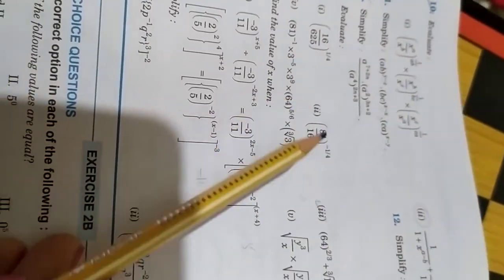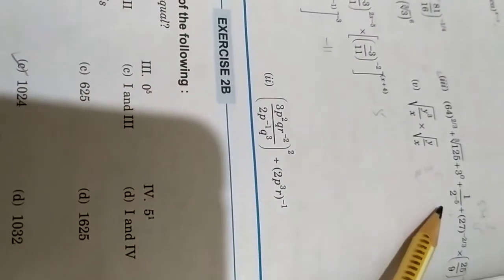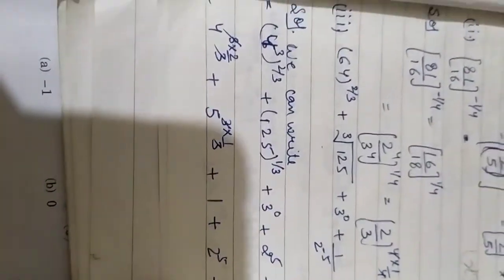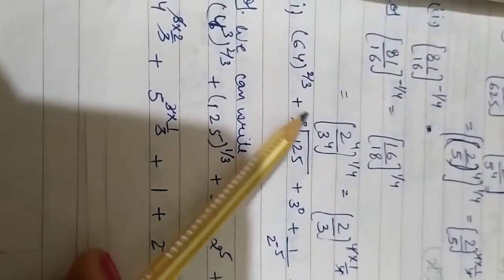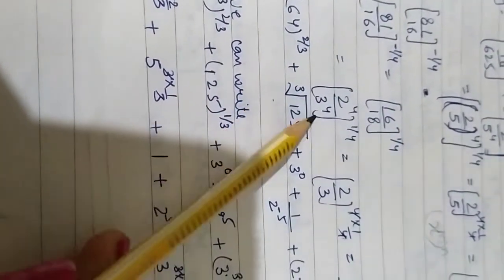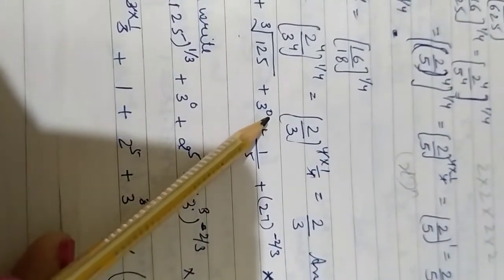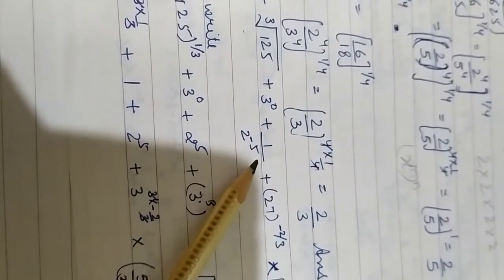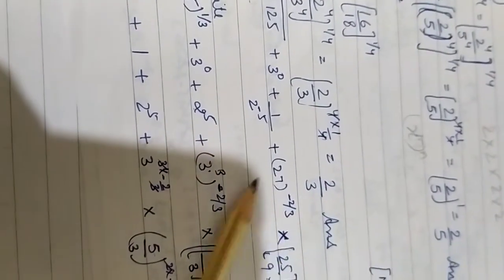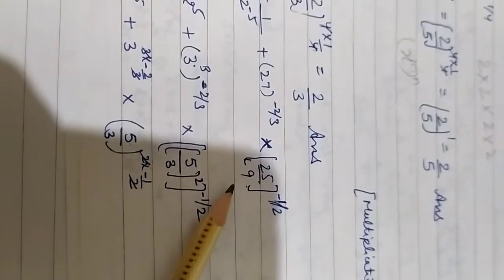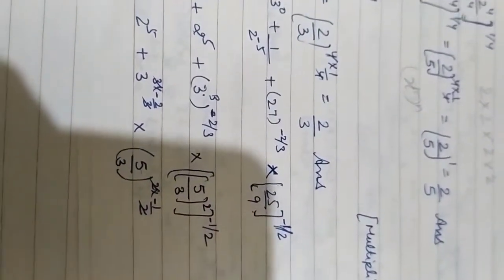Now you have to do all the parts of the 14th question yourself. Okay, I am explaining this third part. (64) raised to the power 2 upon 3 plus under root 125, and this has cube, plus 3 raised to the power 0 plus 1 upon 2 raised to the power minus 5 plus 27 whole power minus 2 upon 3 into 25 upon 9 whole power minus 1 upon 2.